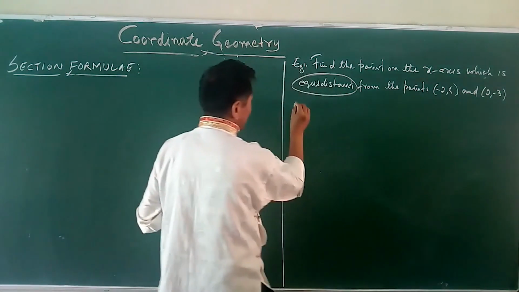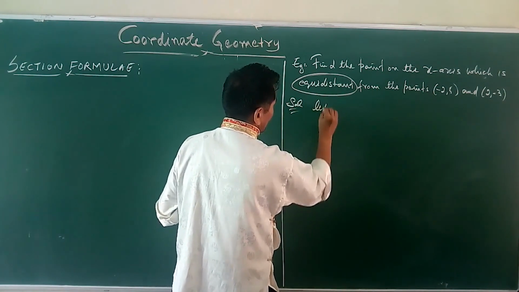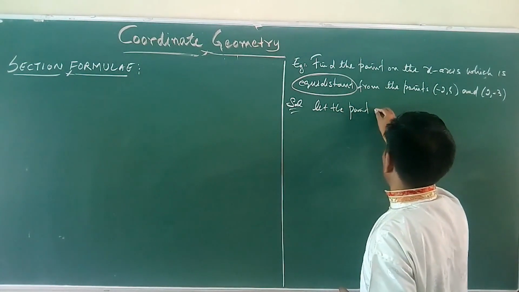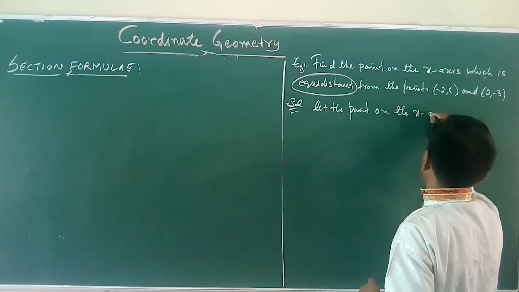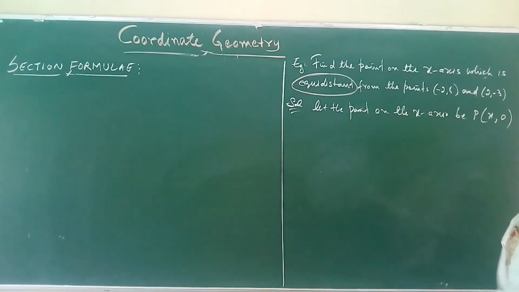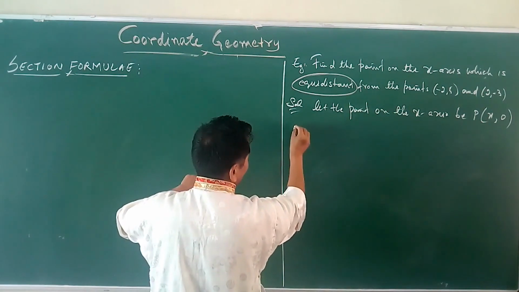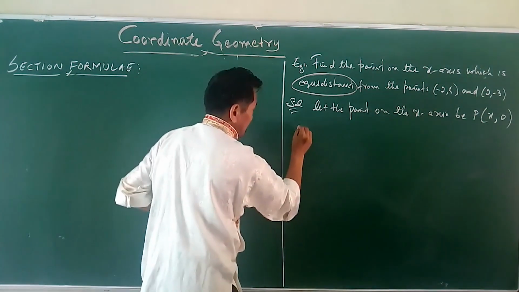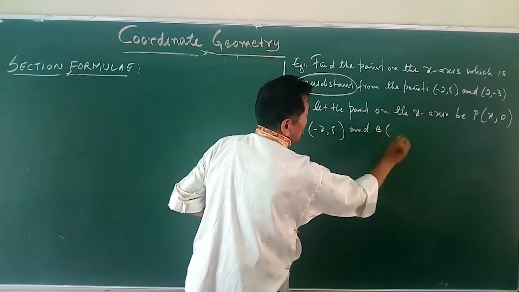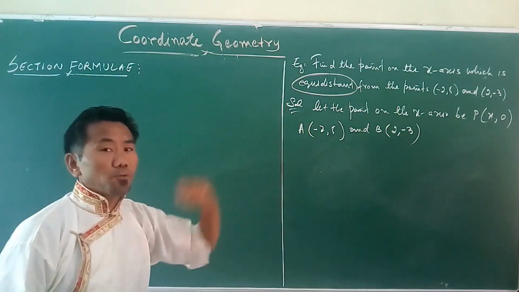Solution: let the point on the x-axis be P (x, 0), which is equidistant from the other two points. Let one of the other points be A (-2, 5) and the other point be B (2, -3). Both of these are equidistant from point P.